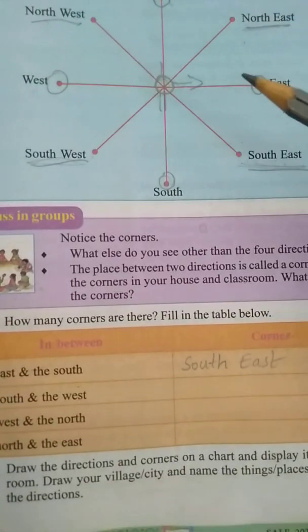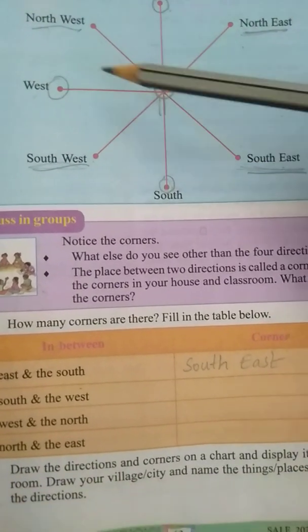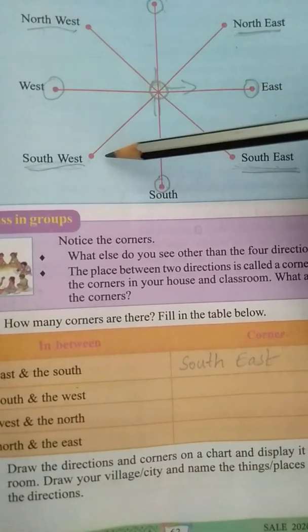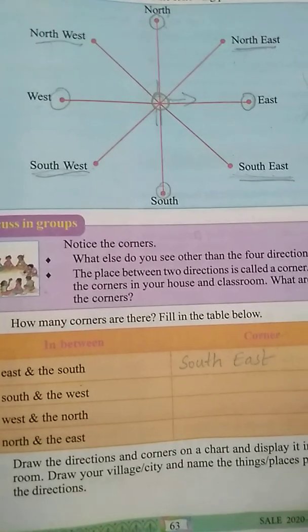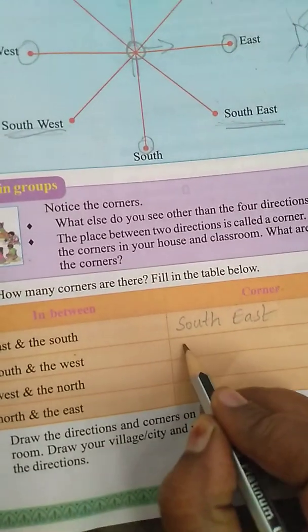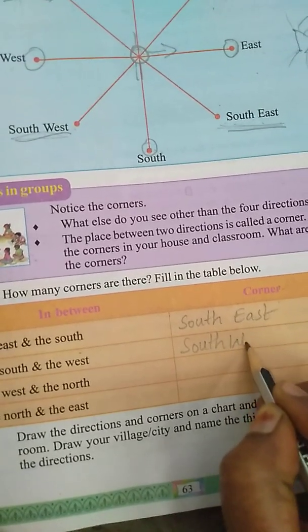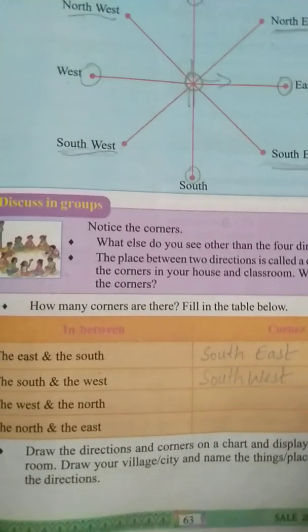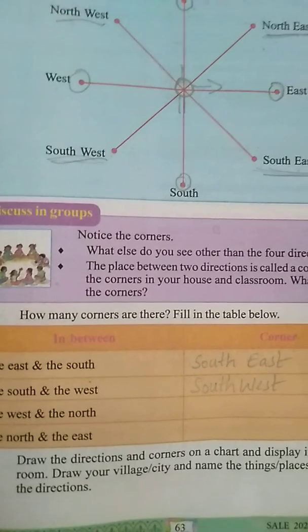Where is the south? See the directions map here. South and the west. Between south and west, which corner is it here? Yes, southwest. So here we have to write S-O-U-T-H, south, W-E-S-T, west. Southwest corner. Okay, understood, children? Next, which corner are we going to find out?